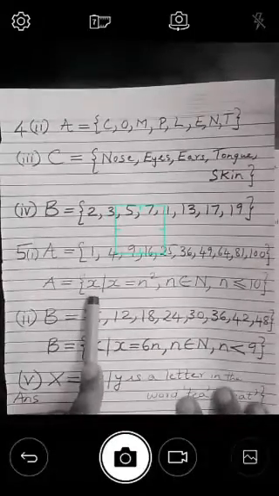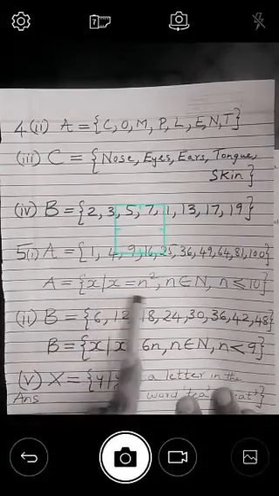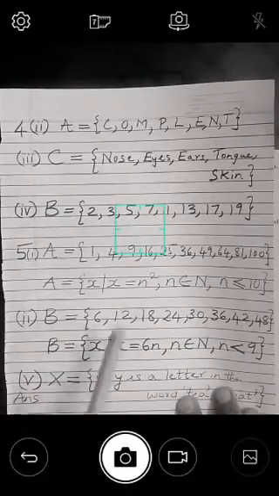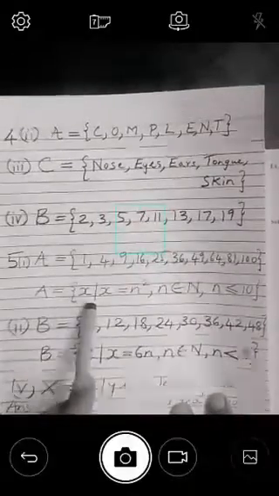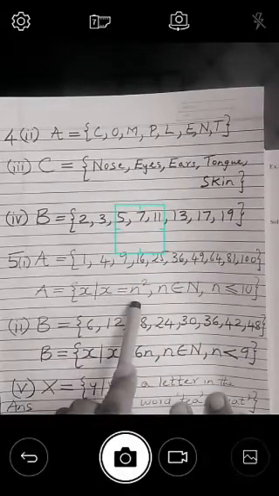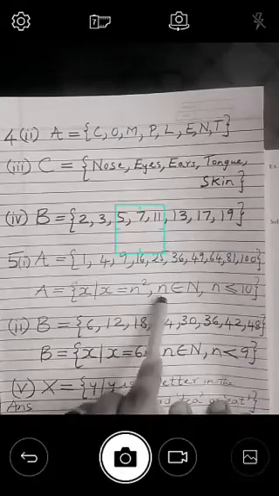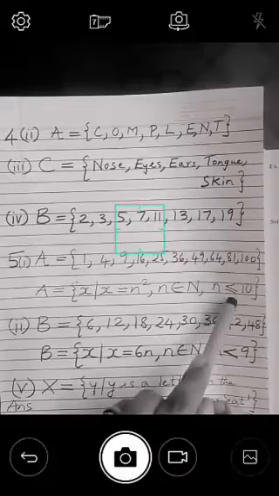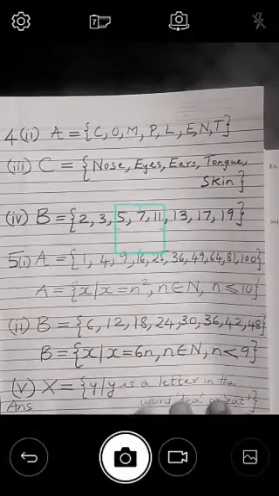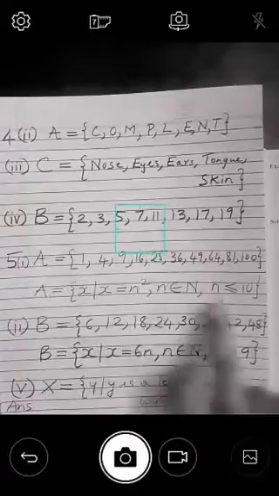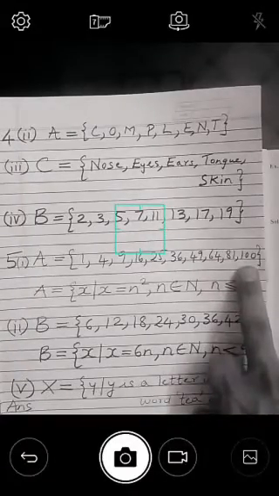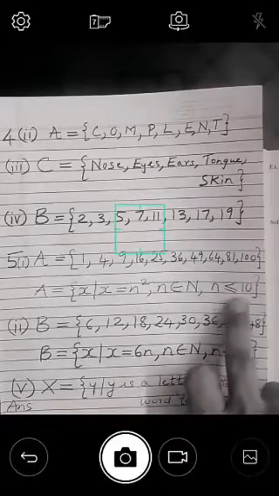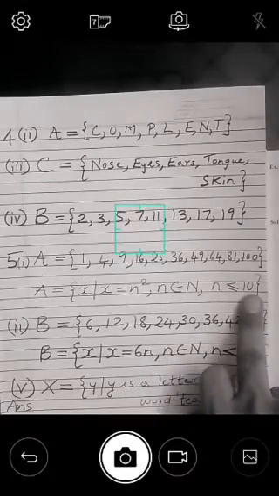A is equal to x such that x is equal to n square, because this is a square of the number, square of the natural numbers. So x is such that x is equal to n square, where n belongs to the set of natural numbers capital N, and n is less than or equal to 10, because 10 square is 100, 9 square is 81, but it has to be either less than or equal to 10.